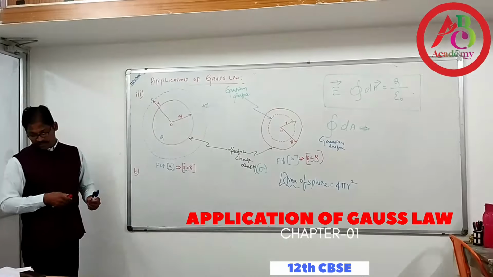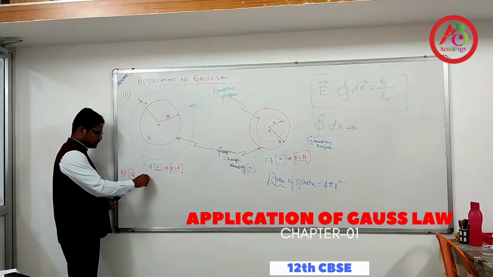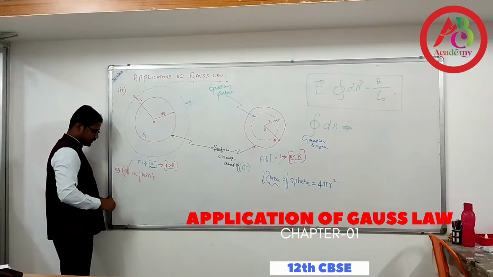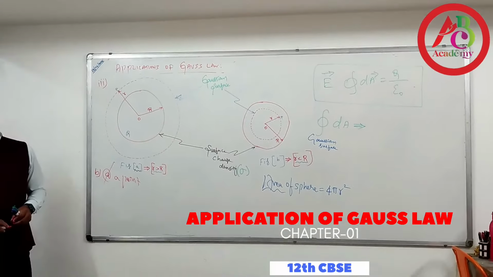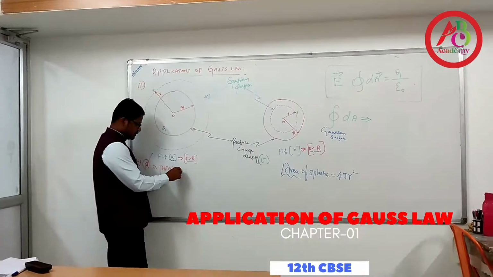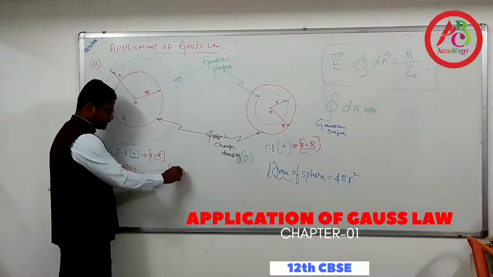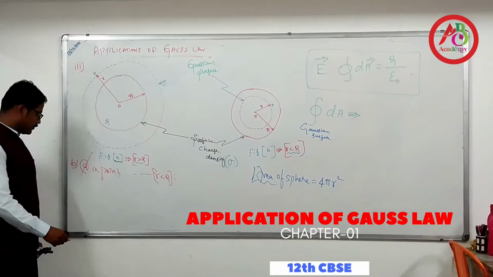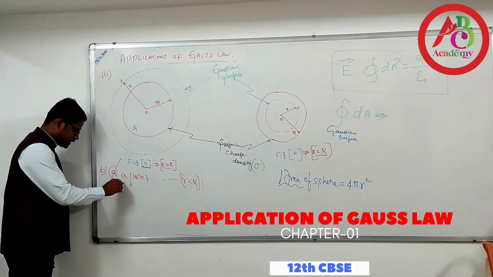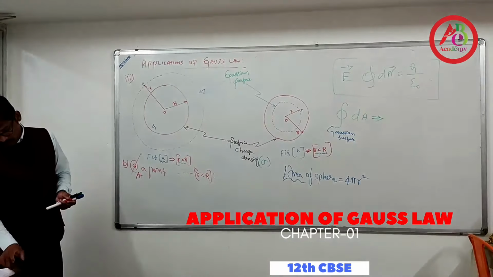Okay, left side, dA at a point. You use this at a point inside this spherical shell. Inside the spherical shell, small r is less than capital R. You can use it at a point.